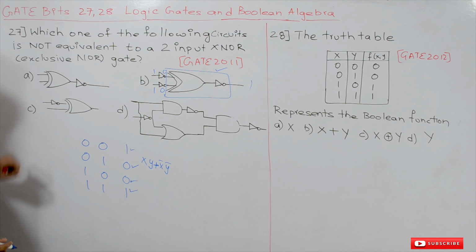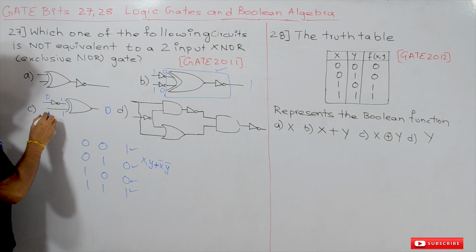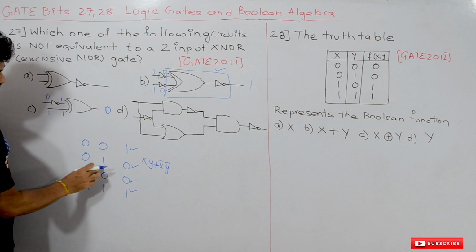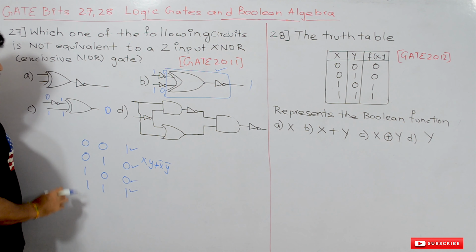Next, for 0 1, the bubbled input gets complemented and it becomes 1 1. For 1 1, the XOR gate is going to produce an output of 0, because the inputs are equal. So for 0 1, the output is 0. And if you take 1 0, this is going to be 0 and this is going to be 0.